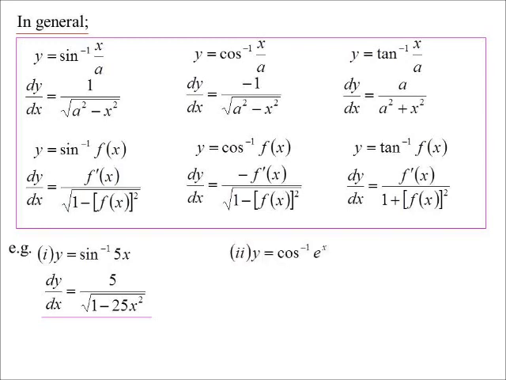I guess the advantage of the second formula is that we can have any type of function, it doesn't have to be linear. So minus the derivative on the square root of 1 minus the function squared. So minus e to the x square root of 1 minus e to the 2x.